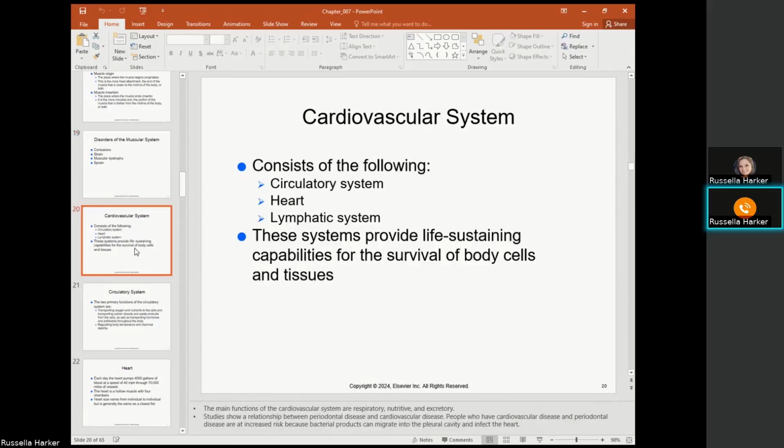Cardiovascular system. It consists of the circulatory system, the heart, and the lymphatic system. They provide life-sustaining capabilities for the survival of body cells and tissues. So the main function of this system is respiratory, nutritive, and excretory. So breathing, making sure that we have enough nutrition, and then excreting all of the things out of our body that we don't need.